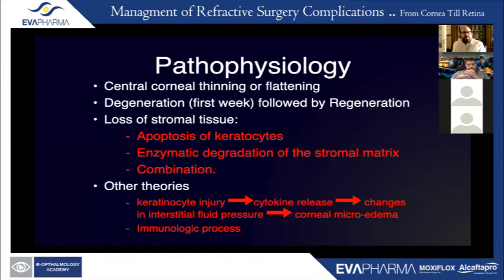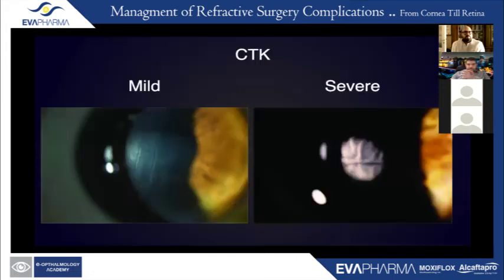Other theories suggest that keratocyte injury might release cytokines, which cause a change in the interstitial fluid pressure, which causes microedema and this opacity. Some believe that it is an immunological process. These are the pathophysiology theories, but no one is entirely right.